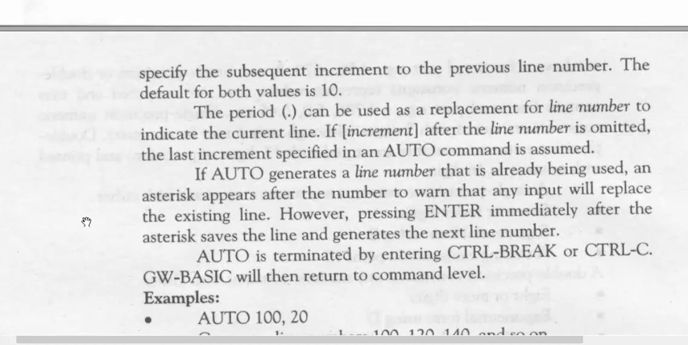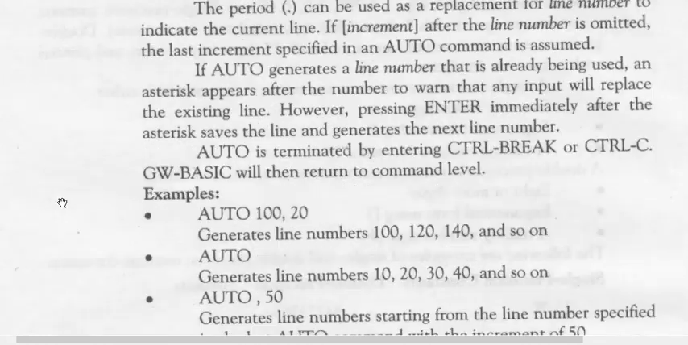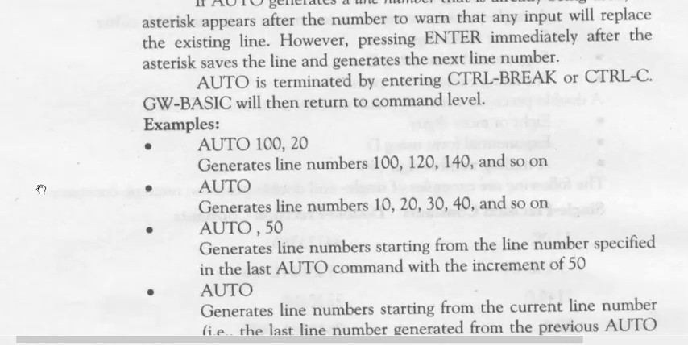Examples: AUTO 100,20 means start the line number from 100 and give a difference of 20, that is, it generates the line numbers 100, 120, 140 and so on. AUTO generates line numbers 10, 20, 30, 40 and so on. AUTO ,50 generates line numbers starting from the line number specified in the last AUTO command with an increment of 50. For example, if you have already used the AUTO command as above, it will start at 10 and then give the difference of 50: 10, 60, 110 and so on.